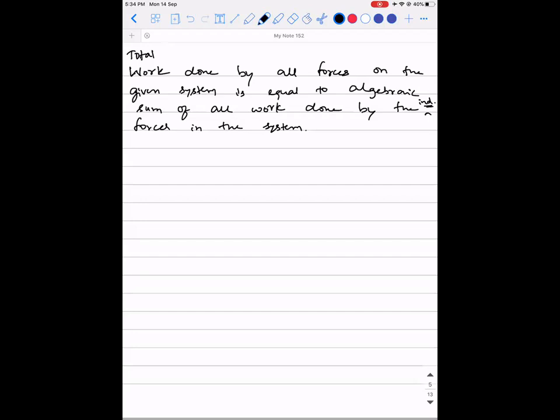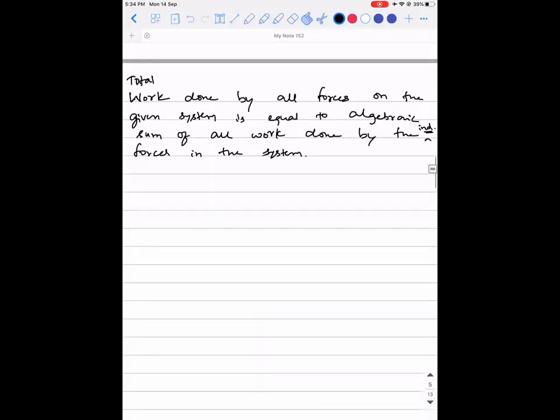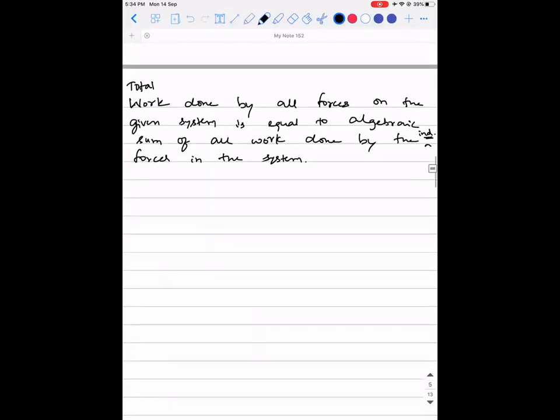Okay. Let me explain what is the meaning of this. See, in physics, wherever you see total, it means sum. Right? Total means sum. So total work done by whom? Total work done by all the forces on the given system is equal to, I'm using the word algebraic.